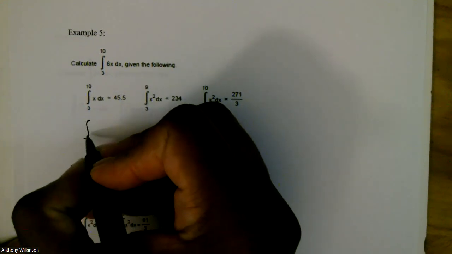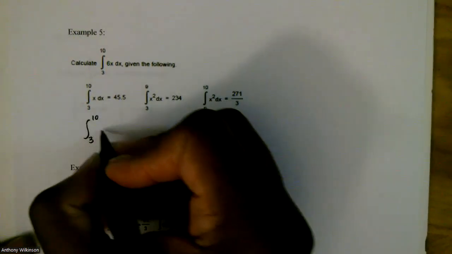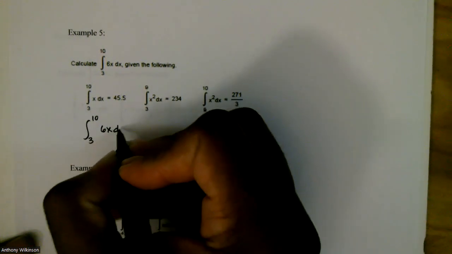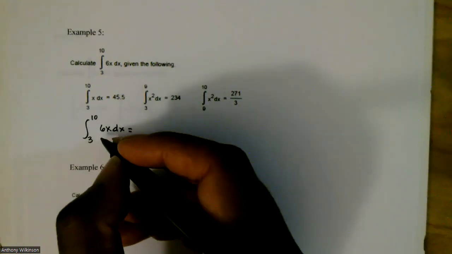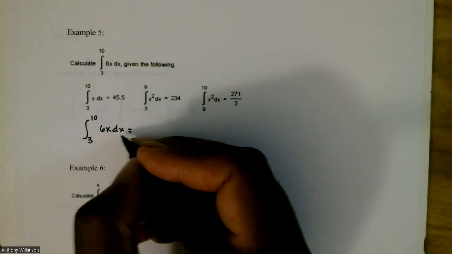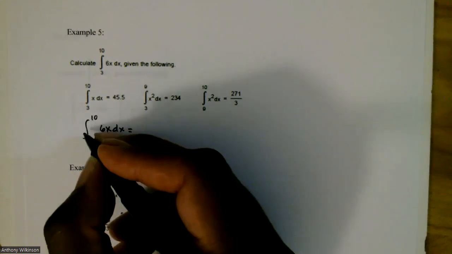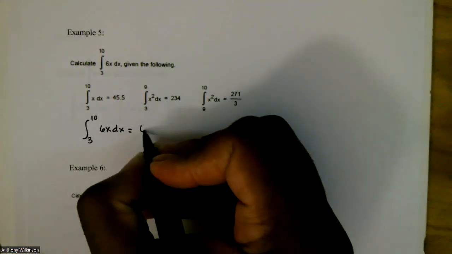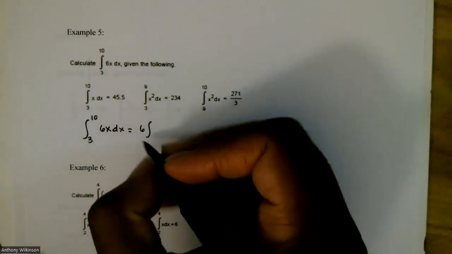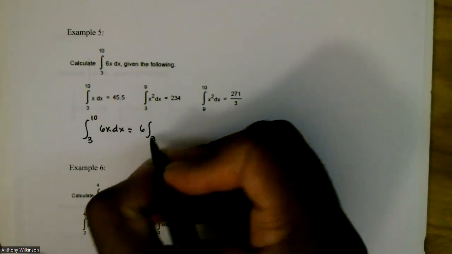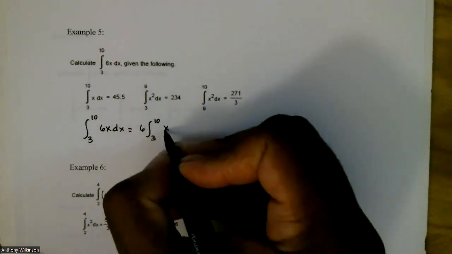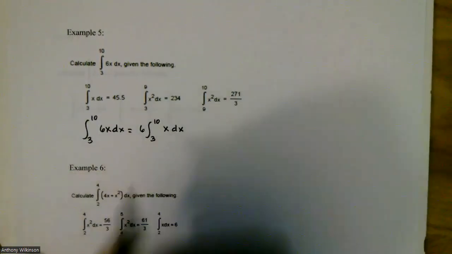So here the integral from 3 to 10 of 6x dx. Now here we can use property number 3, where if I have some constant times x dx, I can take that constant and pull it out in front of the integral sign. So the 6 will go out in front, and then that'll be multiplied by the integral from 3 to 10 of x dx.